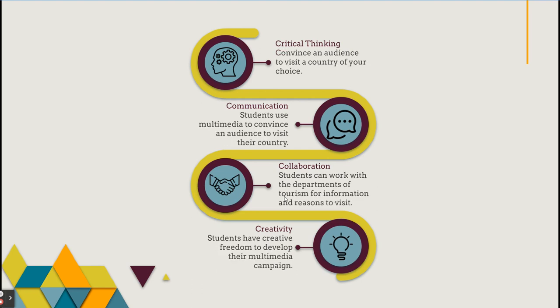The last one is a social studies reference, where you're convincing an audience to visit a country of your choice. That's the kind of critical thinking piece. So you've got to go in there and really think about what it is exactly that you want to convince people that yours is the place they should go. So you're really getting in there and doing your research and looking at data. The collaboration piece might go in with the critical thinking, right? Students work with the Department of Tourism in different countries to understand better what it is that that country can offer. The communication and the creativity can go together in this, where they're using some sort of multimedia to make their point, and that allows that creativity to be on display as well.